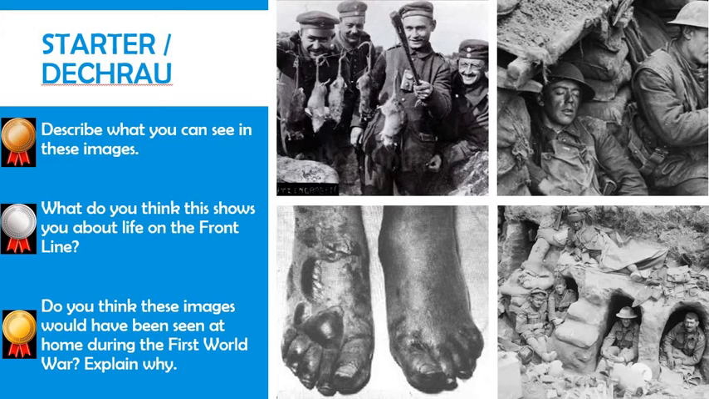So obviously, as always, the bronze question is the easiest. So you can describe what you can see in these images. Quite simply, tell me what you can see. Secondly, our silver question is slightly more difficult. What do you think this shows you about life on the front line? What kind of information can you gain from these images about life on the front line?